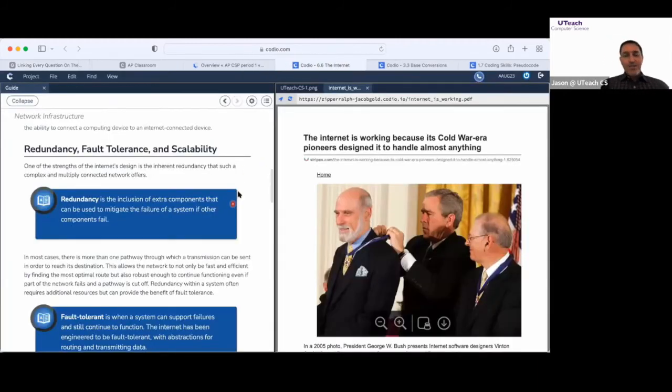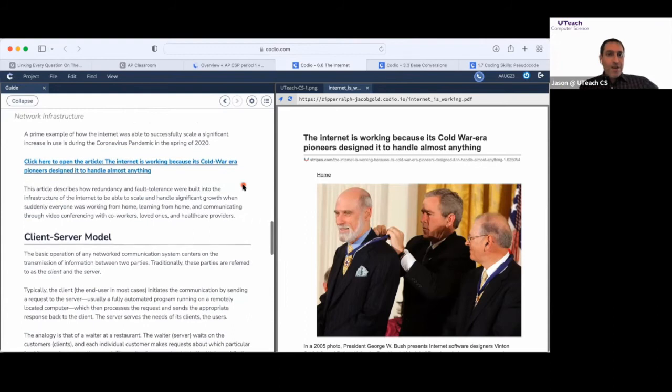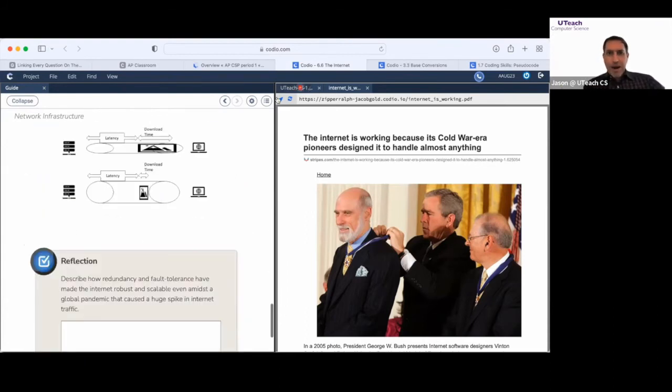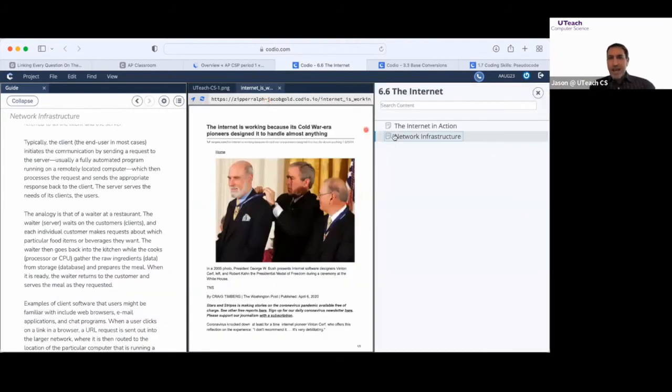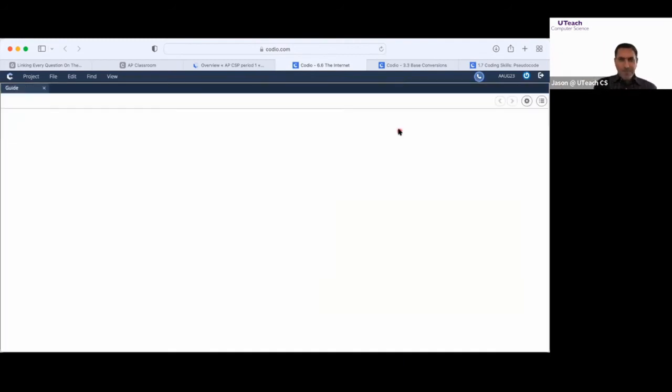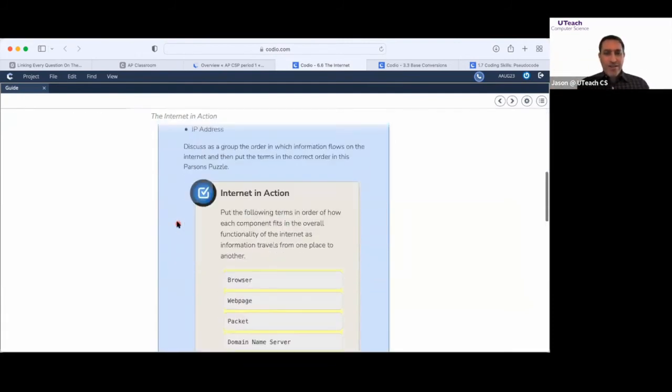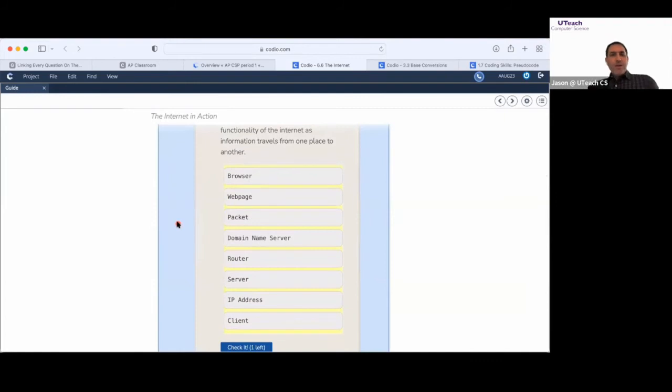And this internet assignment talks about redundancy, fault tolerance, scalability. That's very similar to the cybersecurity. All 3 of those terms have its own question on the exam. All right. Now they talk a lot about bandwidth and client server model. And, once again, this gets back to really testing the kids on things. So this right over here, browser, web page, packet, domain name, server, this is all heavily tested.